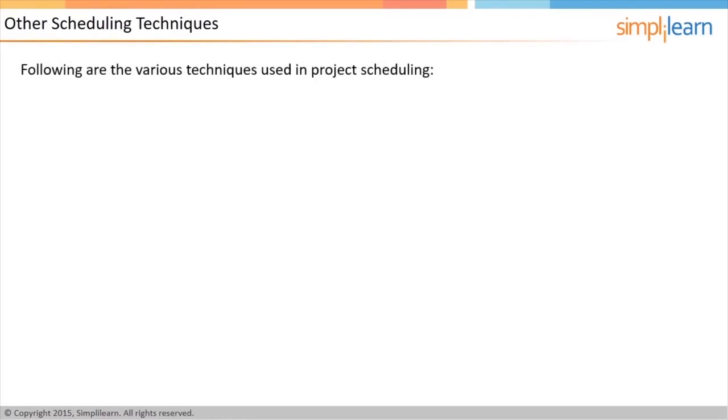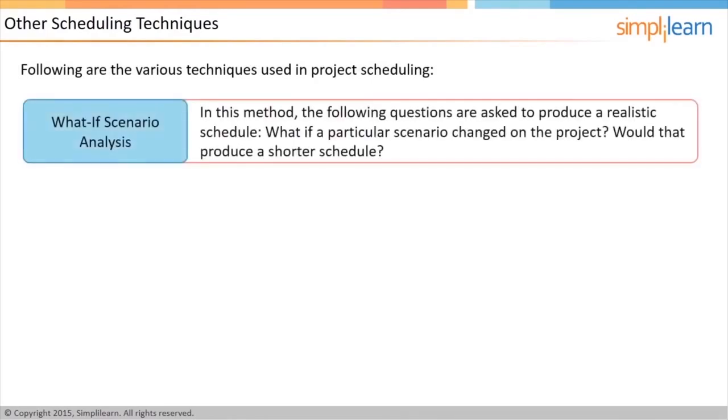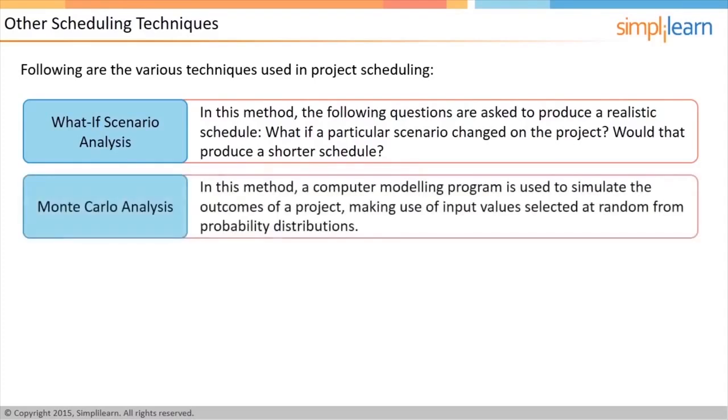There are several techniques that are used in scheduling projects. What-if scenario analysis. In this technique, questions like, what if a particular scenario changed on the project? Would that produce a shorter schedule? Are put forth to understand the impact of specific changes on the schedule. The goal is to produce a realistic schedule. Monte Carlo analysis. In this method, a computer simulates the outcomes of a project, making use of randomly generated values that map the probability distribution of the input variables. Together, these two techniques are called modeling techniques.